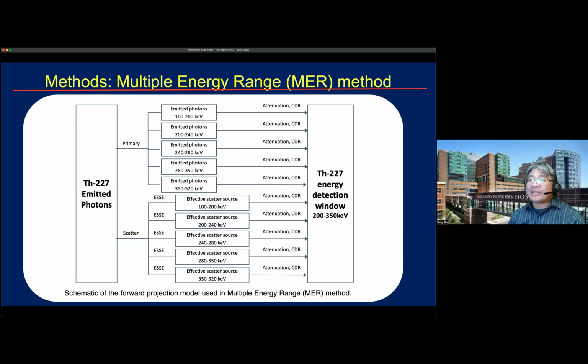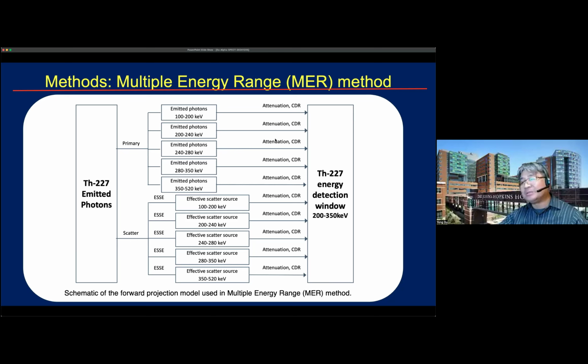And this slide shows you the details of how we model all the scatter and the contributions, because thorium or radium can emit multiple peaks. We have to model each individual peak separately. Also, the scatter spectrum is very complicated. We usually split the scatter spectrum into different energy ranges, from like 100 up to 500 keV, and we can model those different scatter energy ranges individually and add all the contributions together. It will give us a total estimated projection in the thorium window or radium window.